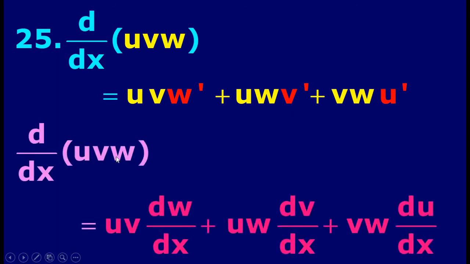So that is d by dx of uvw is uv into dw by dx plus uw into dv by dx plus vw into du by dx.